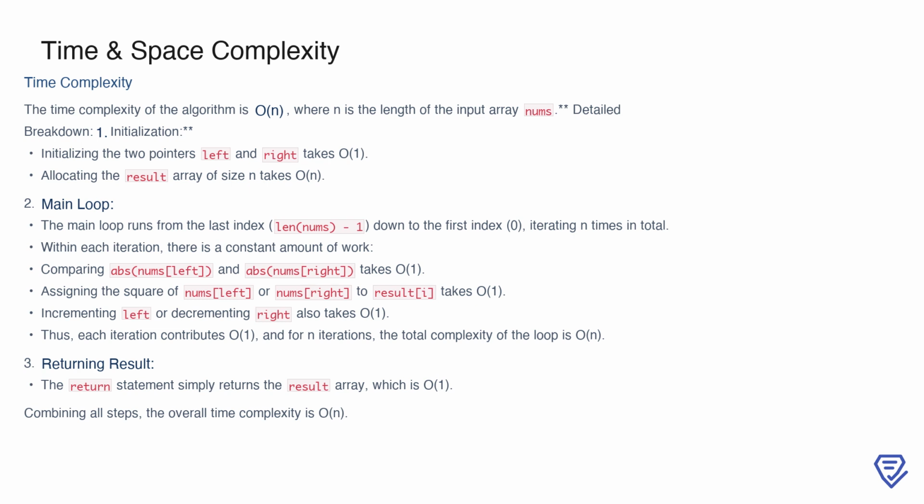Each of these steps takes O(1), so the total time for the loop is O(1) multiplied by n iterations, which simplifies to O(n). Finally, the return statement, which outputs the result array, is an O(1) operation. When we add these steps together, the overall time complexity of the algorithm is O(n).